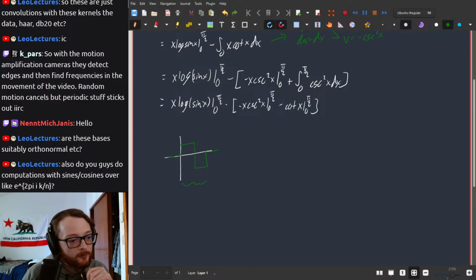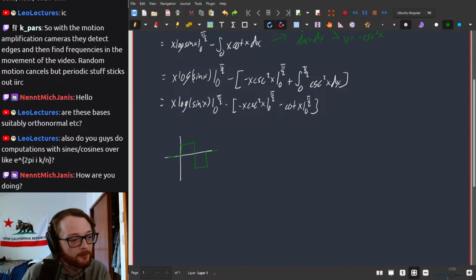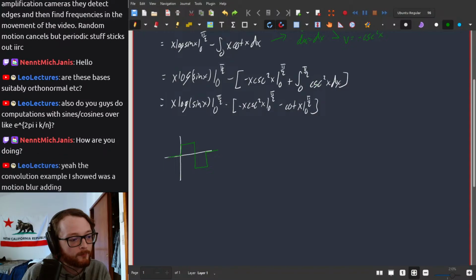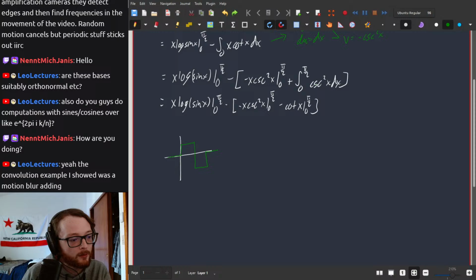And hey, Yanis. Do computations with sines and cosines over e to the 2πik over n. I mean, that's just like a regular Fourier series, right? That's how we define them theoretically, but when we actually go to code stuff, the NumPy library handles all that.